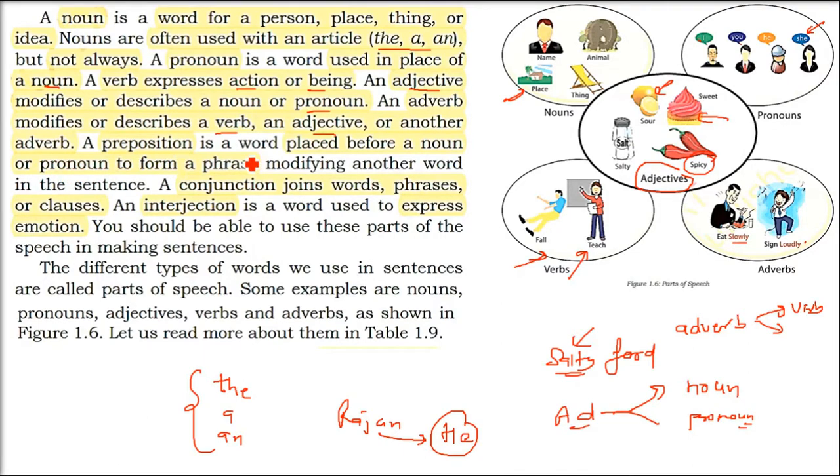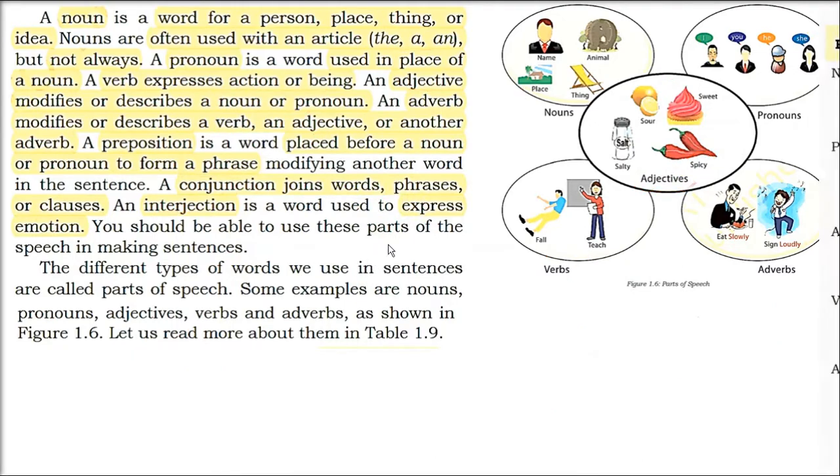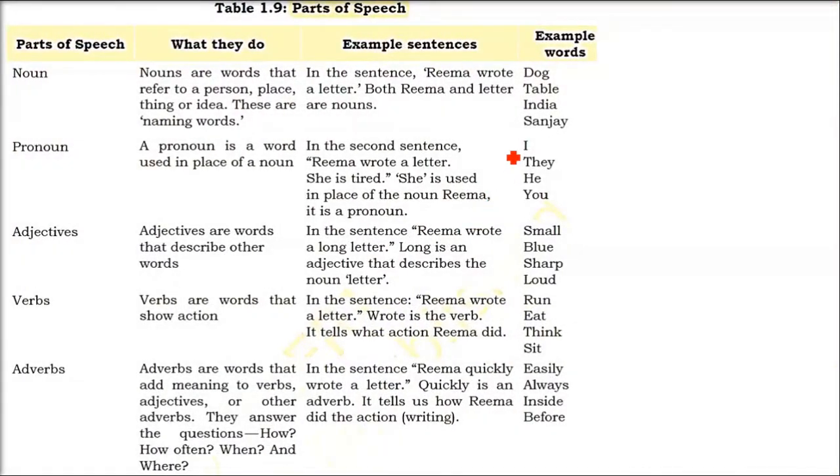Coming to the preposition. A preposition is a word which is placed before a noun or a pronoun to form a phrase. We'll see about that, we have an example about that. So it's placed before a noun and pronoun. Conjunctions join words, phrases, or clauses. An interjection gives strong feeling, expresses some emotions.